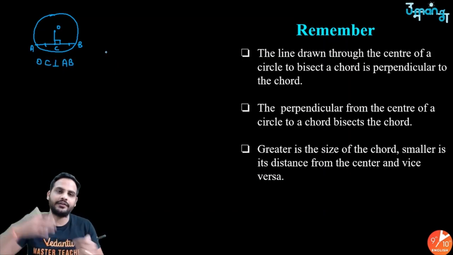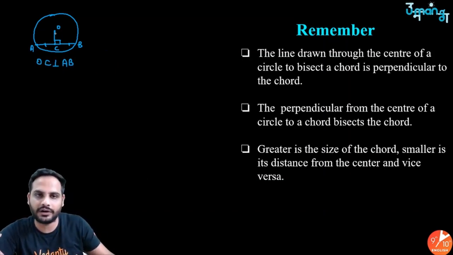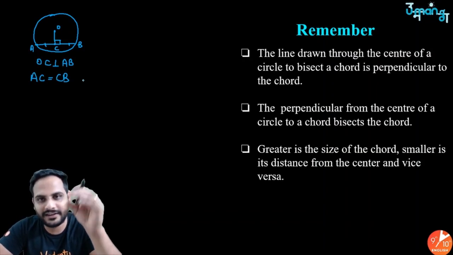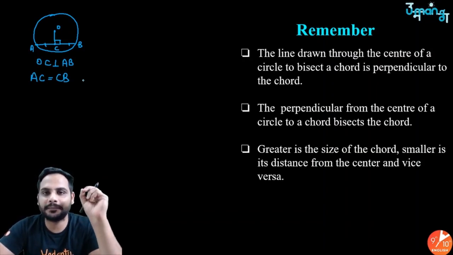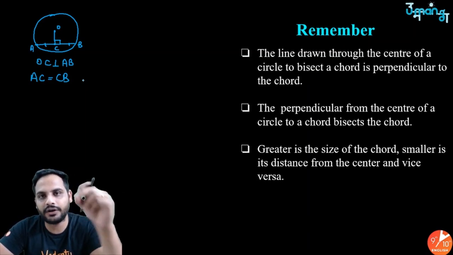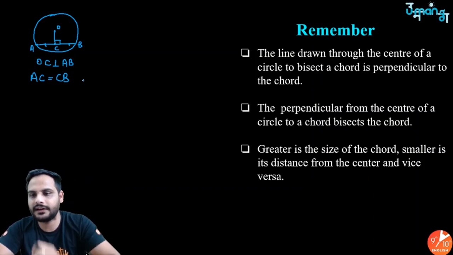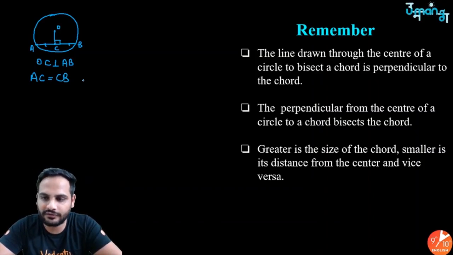That means if I draw a perpendicular on a chord from the center of the circle, then AC will be equal to CB. So perpendicular from center bisects the chord, and if we join the midpoint of a chord with the center of a circle, then that will be perpendicular to the chord. Then greater the size of the chord, smaller is its distance from the center, and vice versa.